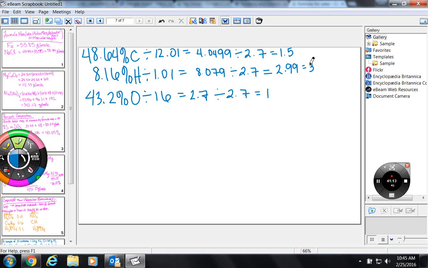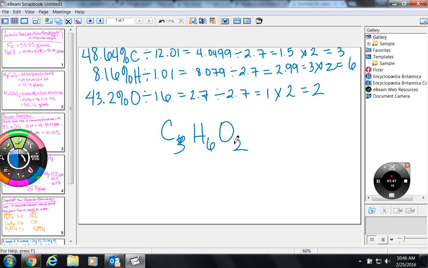Now I'm at 1.5. Then we have to multiply by 2. That's a factor. What I do to one thing, I have to do to all of them. So I have to multiply that by 2. That becomes 3. Multiply that by 2, you get 6. Multiply that by 2. That becomes 2. So my answer is C3H6O2.